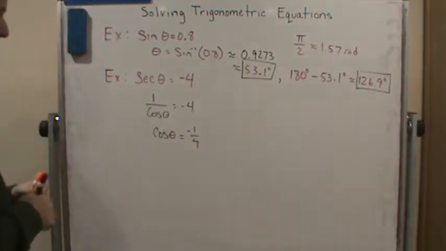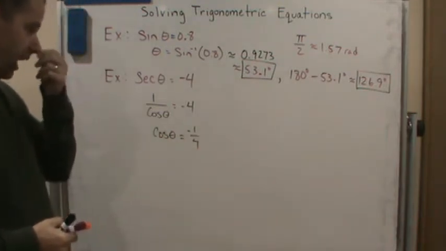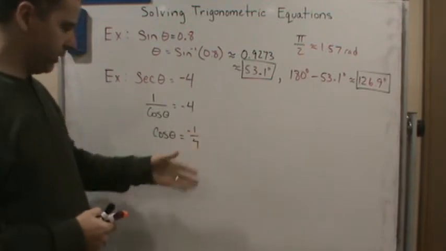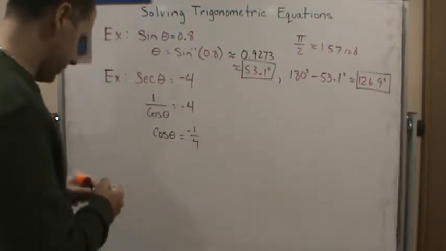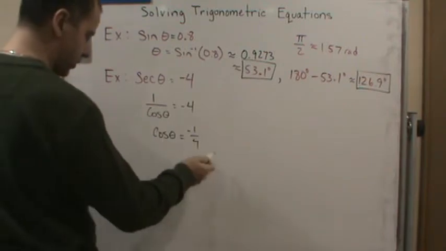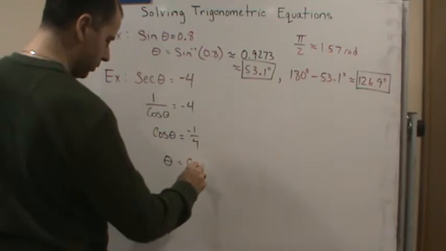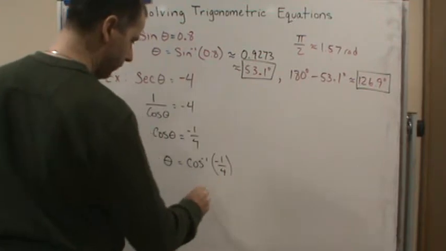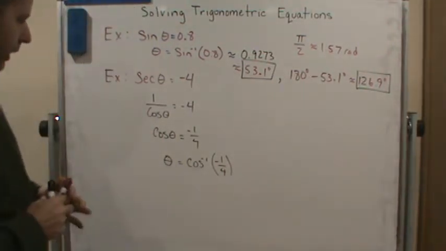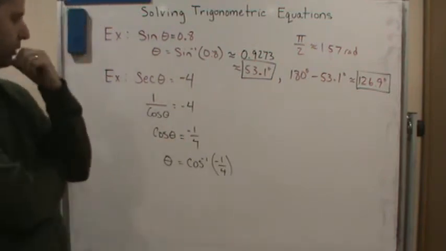Okay, now here again, it's another situation where we're going to have to use a calculator, right? Because this is not going to give us a nice triangle that we're used to using. Okay, so what I'm going to do is again, I'm going to take the inverse cosine of both sides, and that's going to give me theta is equal to cosine inverse of -1/4. Now, since, well, let me think.